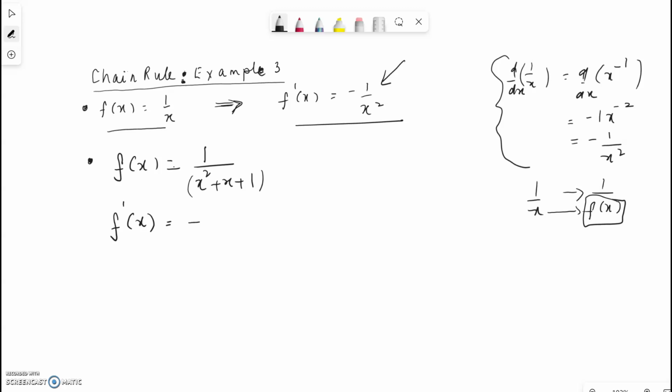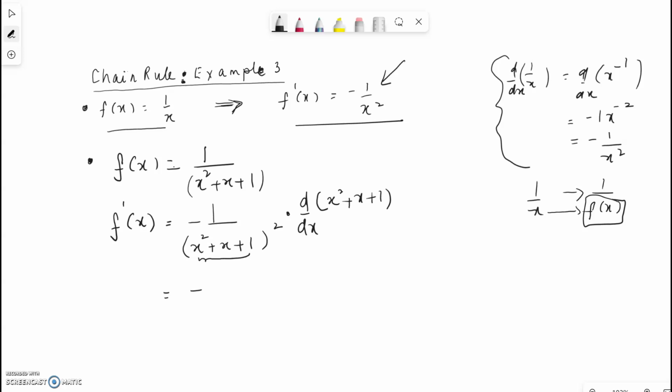So the derivative of the outer function, which is 1 over x, is negative 1 over x squared. But instead of x, you have x squared plus x plus 1. And you go times the d by dx of the inner function. What we were pretending is an x is not really an x, so we have to use the chain rule, which says multiply with the derivative of the inner function, just the x squared plus x plus 1.